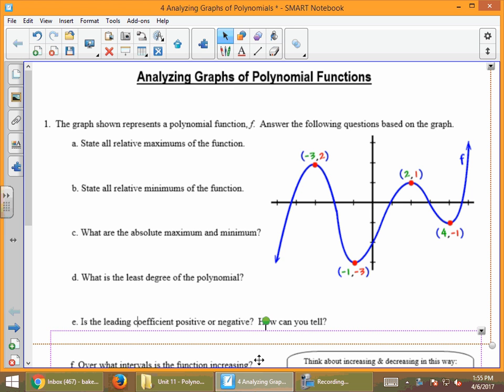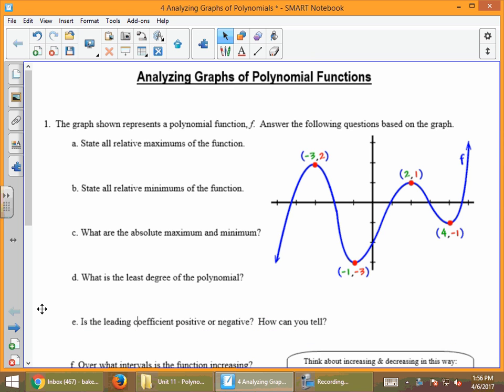Look at number 1, the graph shown, our represented polynomial. We're going to use it to answer the following question. If we take a look at A, it says state the relative maximum and minimum. And again, we've talked about this way back at the beginning of the year. The relative maximum or minimums are just, in other words, your turning points. Okay? So relative maximums are just the turning points that are high points.